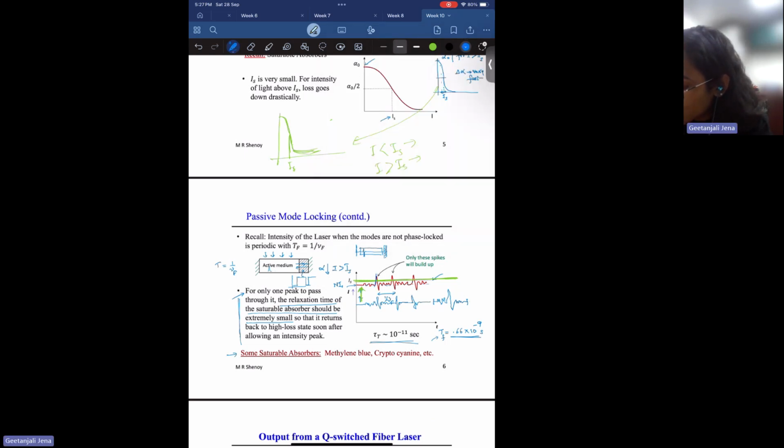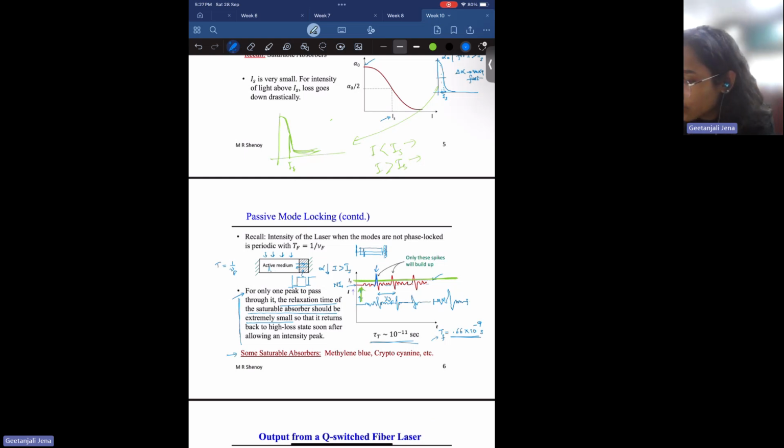So if you see this plot, for this region the intensity is greater than I_S. That means the losses in the passive absorber will be low, and this intensity will pass through this passive absorber and will be seen as a laser output.